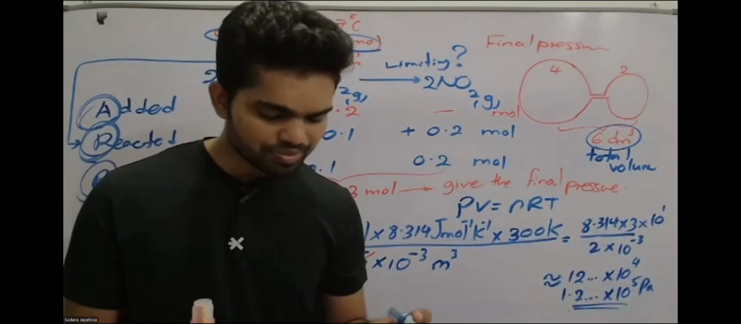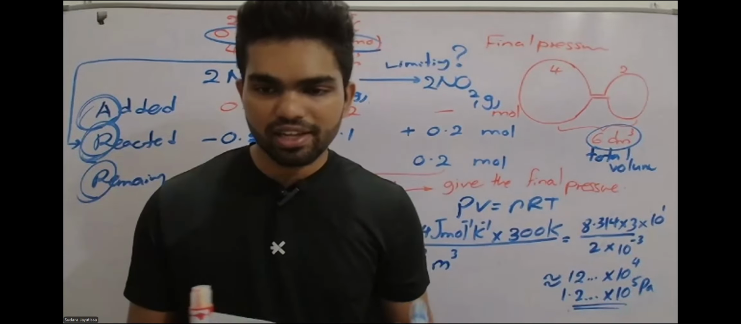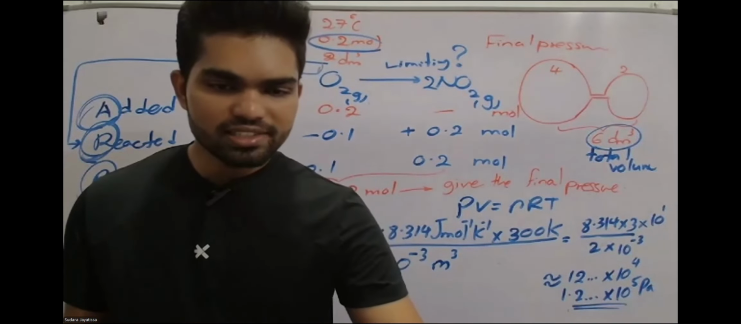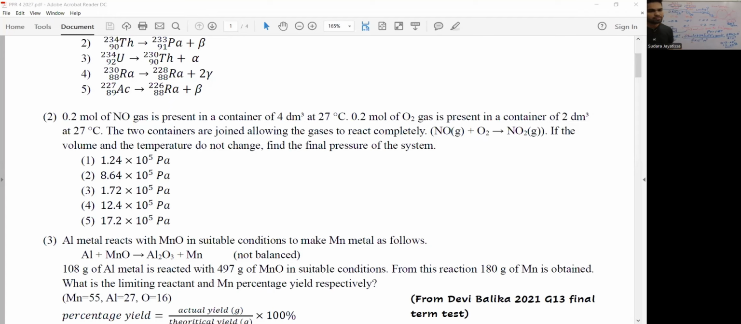Look at the answers. 1.24 into 10 to the power 5. That is our answer. Is that clear? Because other answers are having different decimal values. See the answers: 1.24, 8.64, like that. So 8.64 can't come, and 1.72 is also not applicable. You can understand that 1.7 something will not come. So it must be 1.2 something, right? Then there are only two answers. If you just properly get the decimals, you will get the answer.